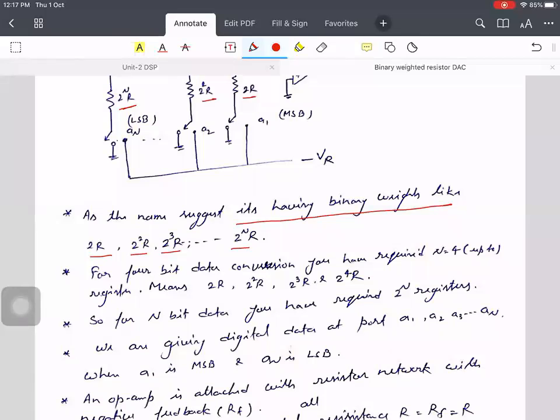For 4-bit data, suppose we have 4-bit data, so we can say we have A3, A2, A1, A0. For 4-bit data conversion, you are required to have n registers, meaning the resistors will be 2R, 2 square R, 2 to the power 3R, 2 to the power 4R. So as many number of bits as you have, you need that many weighted resistors.